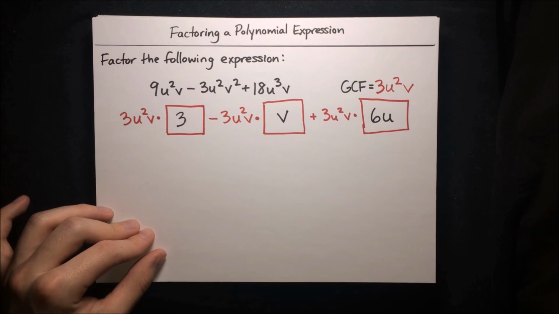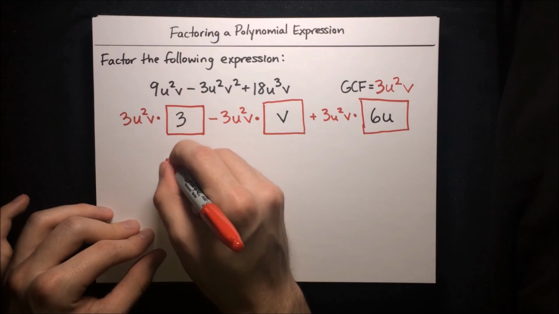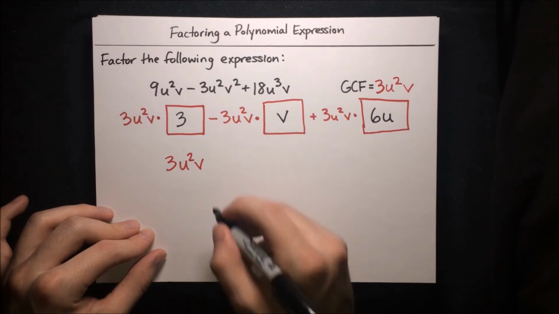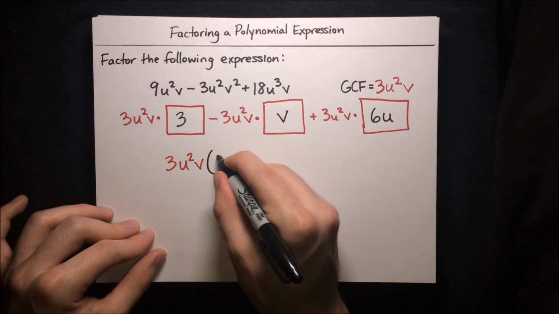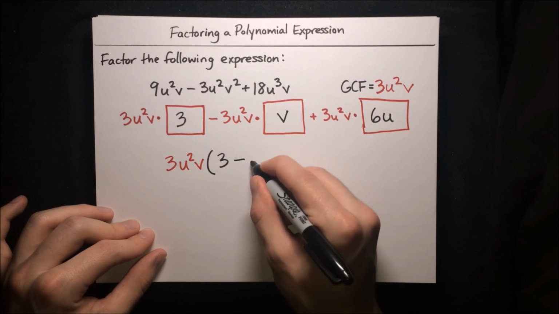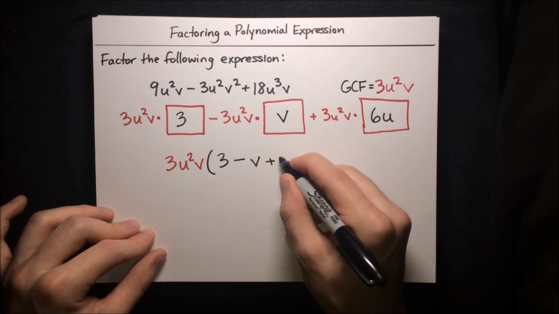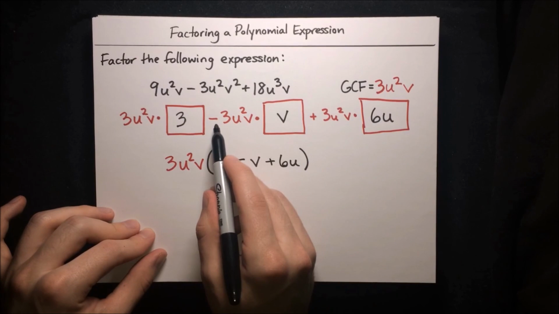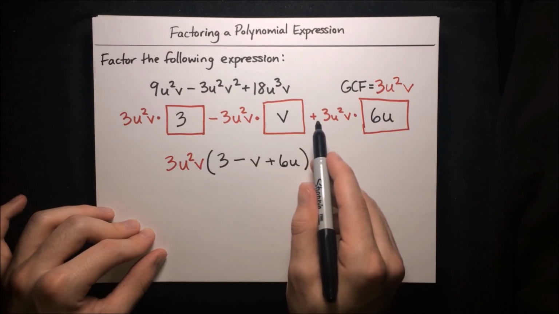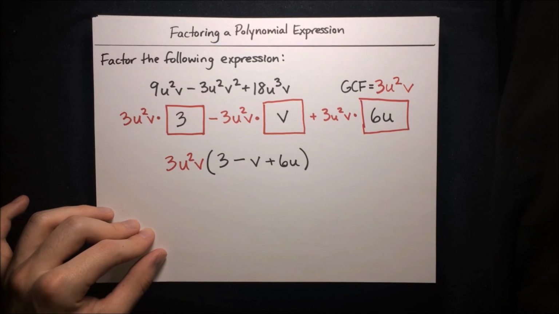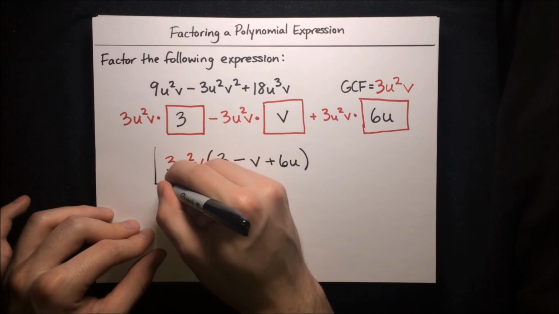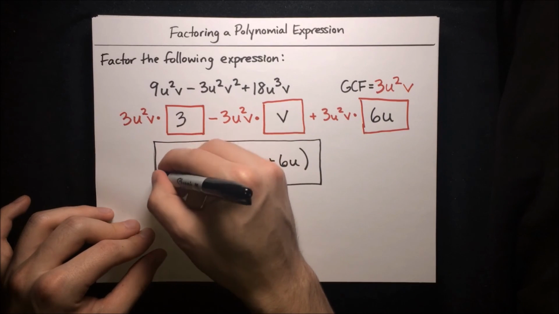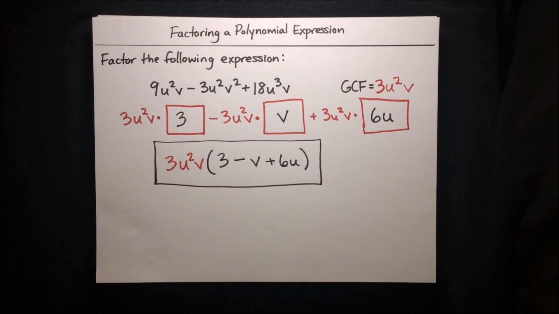Now we go ahead and undistribute that greatest common factor, 3u squared v, and it's multiplying the leftovers in parentheses, 3 minus v plus 6u. Pay special attention to that minus sign. We have to keep the same addition or subtraction symbols when we undistribute. So there we go. There is the factored form of our expression. 3u squared v times, in parentheses, 3 minus v plus 6u.